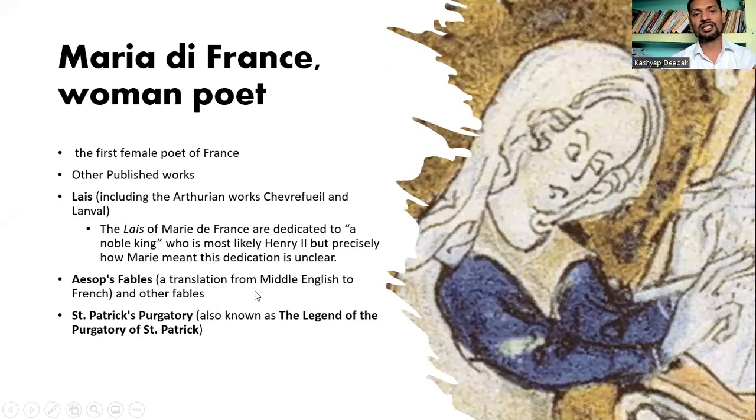Aesop's Fables, a translation from Middle English to French, and other fables. Aesop's Fables is one of the most popular books, and it is highly popular among children. Many of the short stories that you heard in your childhood, like the Thirsty Crow, Honesty is the Best Policy, or A Farmer and His Four Sons, the Greedy Dog, and others, are from these Aesop fables.